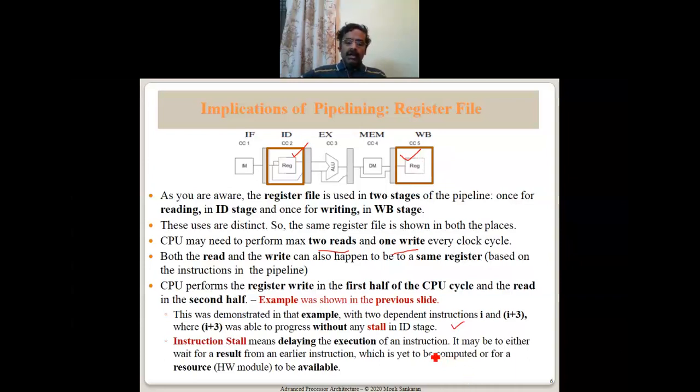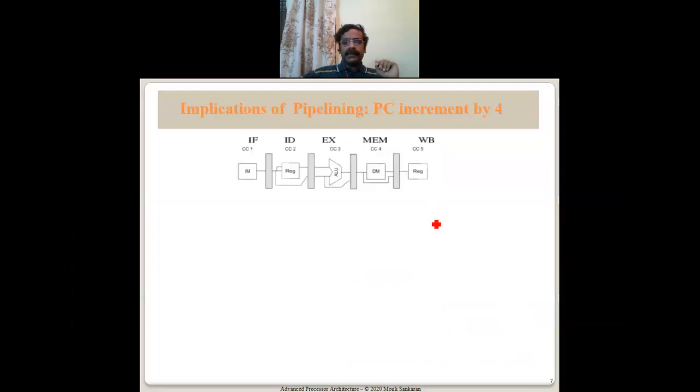Instruction stall means delaying the execution of an instruction because it wants a result from some other instruction which is not available, or memory is not ready to give the data, or some hardware is taking more time. It could happen in floating point operations but not in integer operations. I will talk about those things when we discuss floating point operations later.